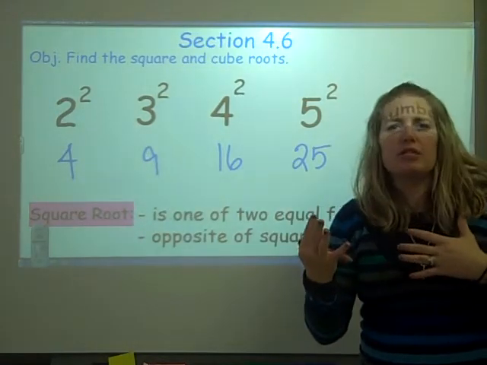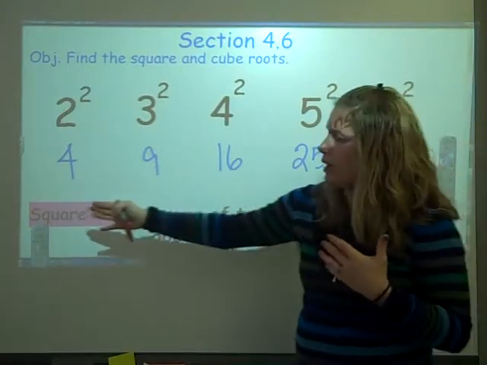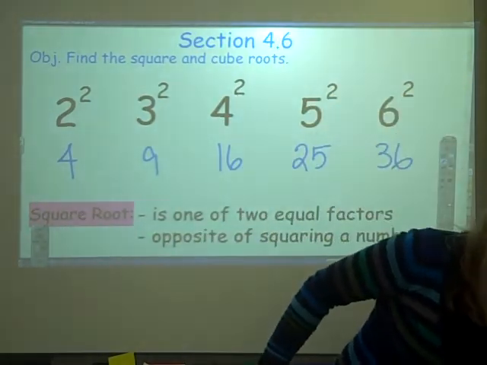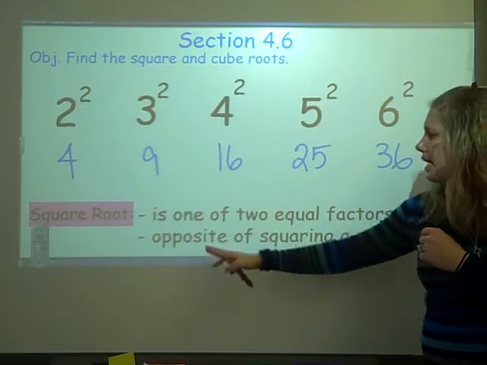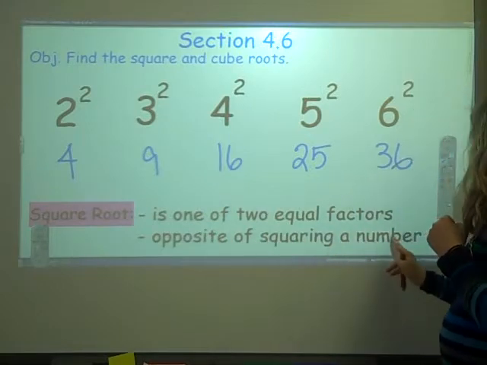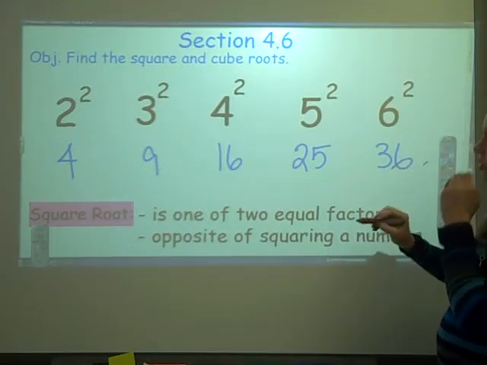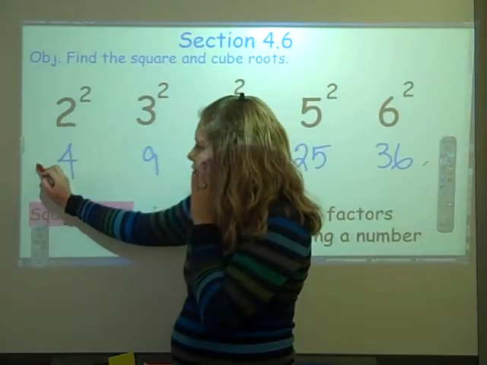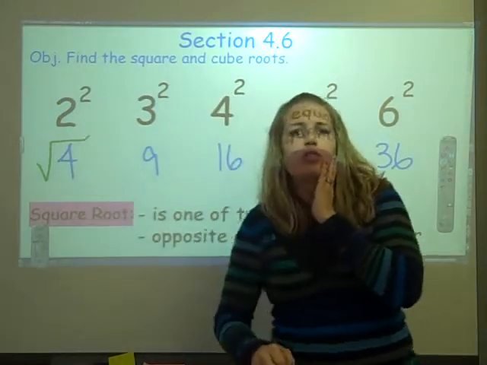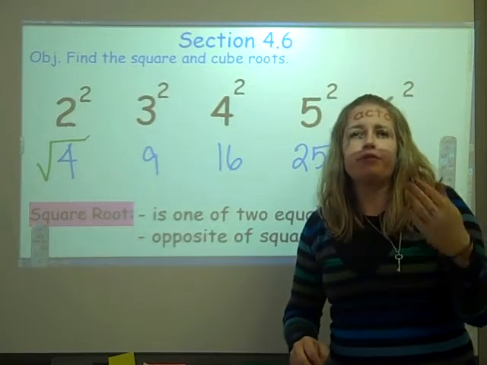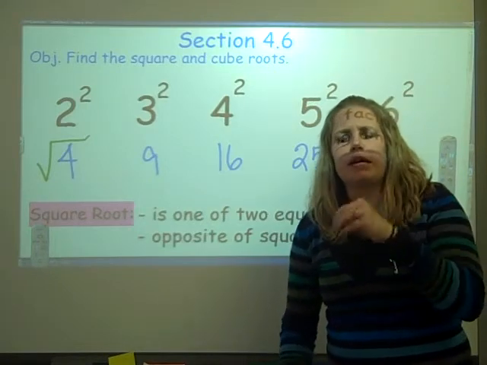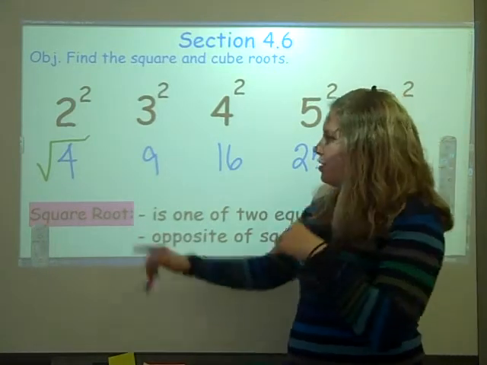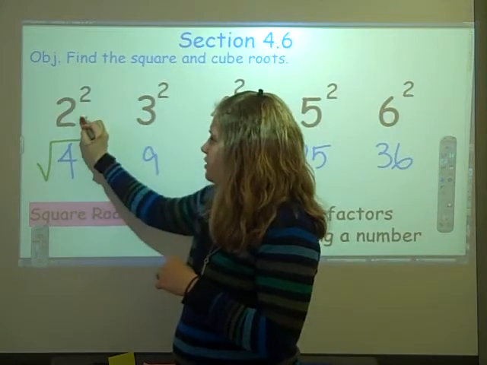The reason I want to do this with you is because, if you read the definition, the square root is the opposite of squaring a number. If you take the square root of 4, this is the symbol. It's called the radical symbol. The square root of 4 means what number times itself will give me 4. And that's how we get the 2 there.